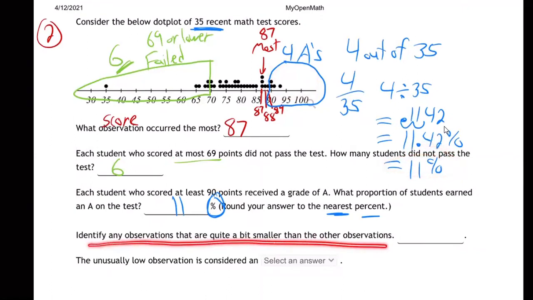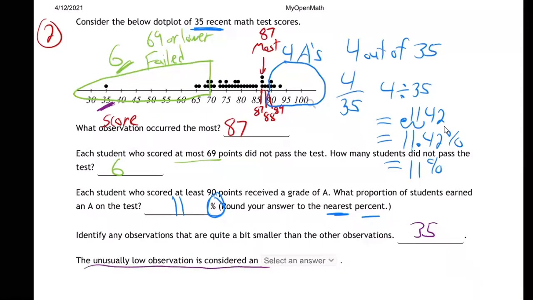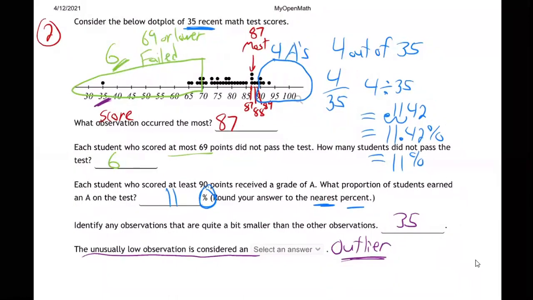Identify any observations that are quite a bit smaller. Well, that's obvious, right? That's the poor person down here that got the 35. That person had a bad day or just really wasn't ready for that test. The unusually low observation is called an outlier, because that number is really different than the rest of the class. So that's called an outlier. And so there we go.